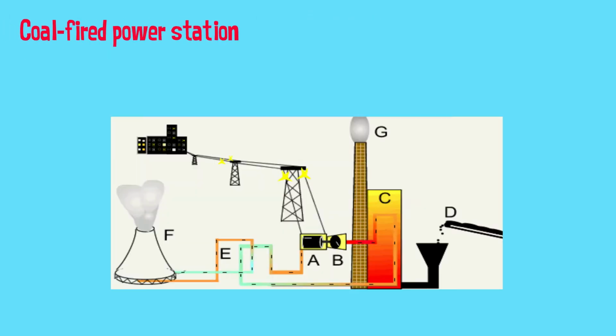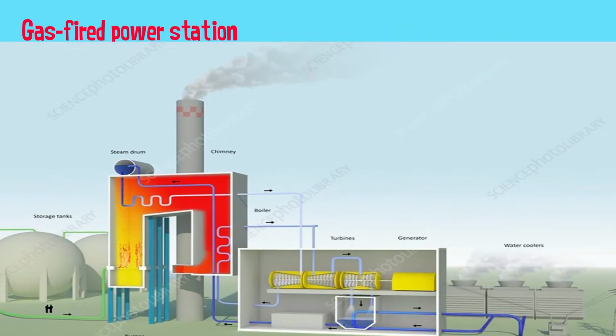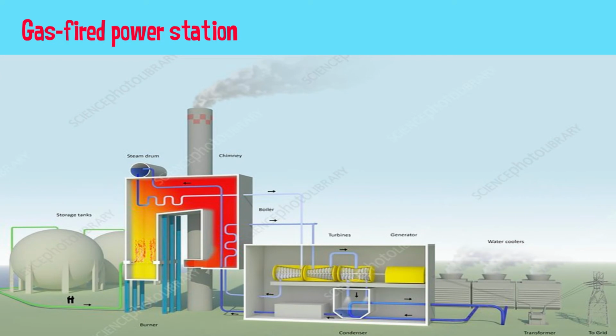Firstly, we will look at a coal-fired power station. Coal is burnt to release heat energy that will produce high-pressured steam. The steam produced is used to drive the generators to produce electricity. The energy changes from chemical energy to heat energy to kinetic energy and finally to electric energy. Next is a gas-fired power station. The burning of natural gas produces high-pressured steam that is used to drive turbines. The energy changes from chemical energy to heat energy to kinetic energy and eventually to electric energy.